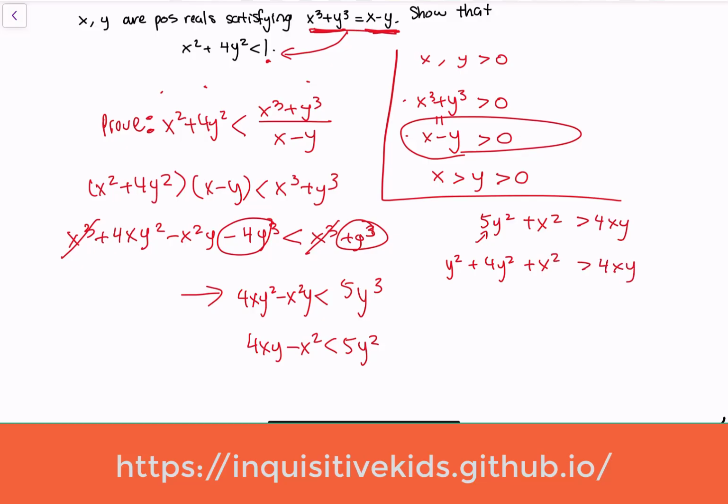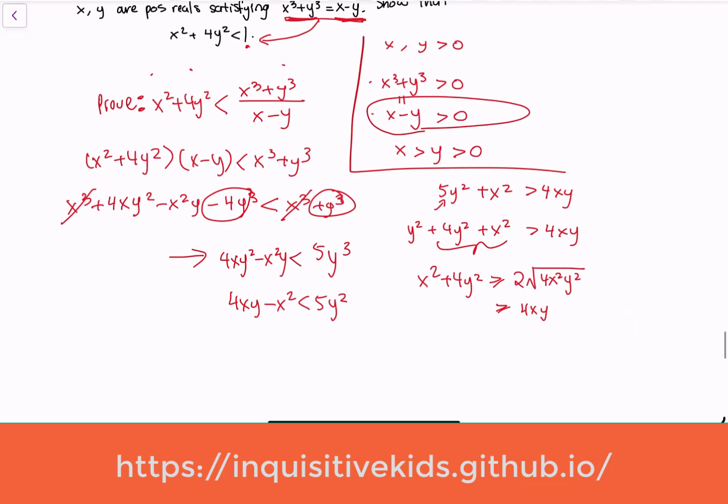Now we can apply the AMGM inequality on this part. If we have x squared plus 4y squared, according to the AMGM inequality, it's going to be greater or equal to 2 times the square root of 4x squared y squared. This is the same thing as 4xy. So we just proved that x squared plus 4y squared is greater or equal to 4xy.